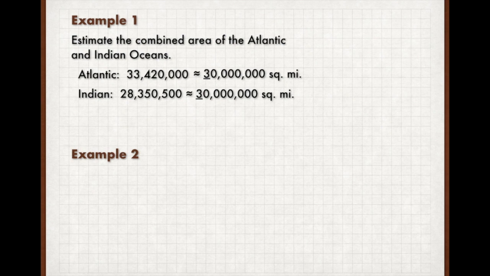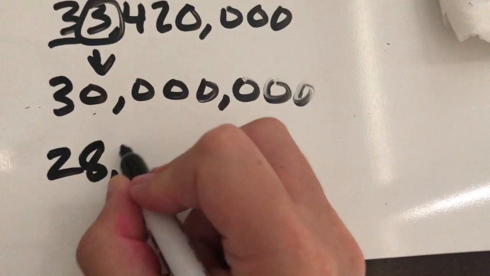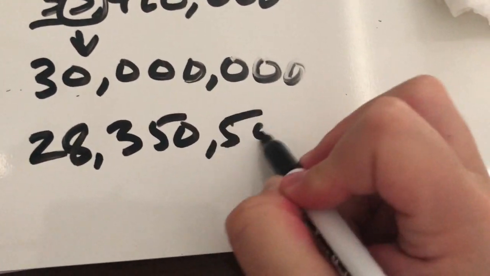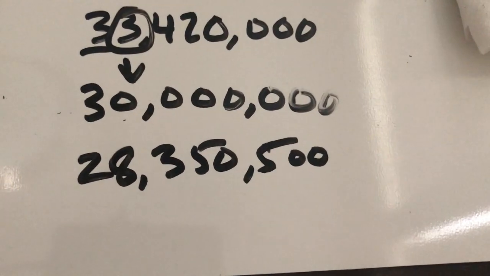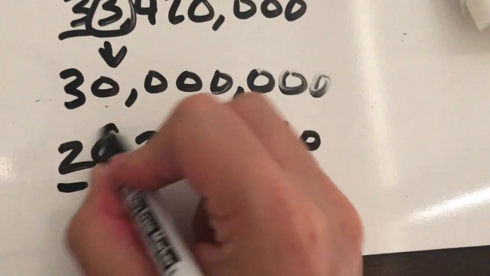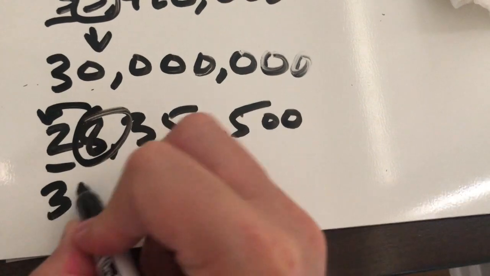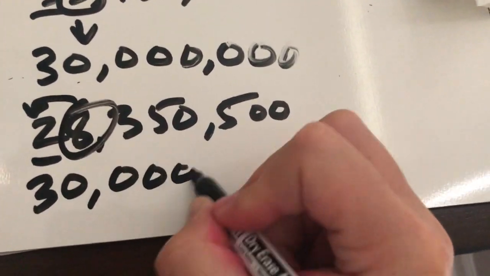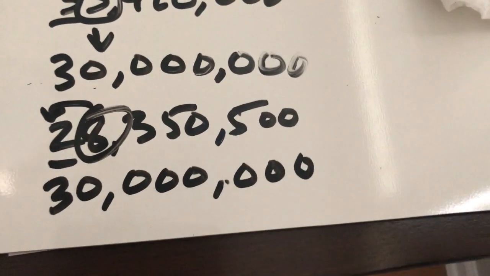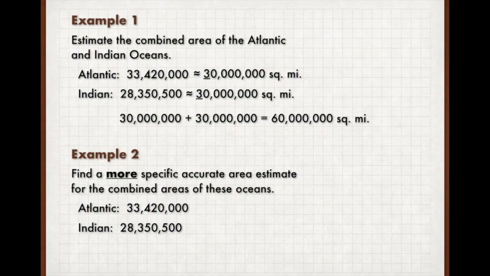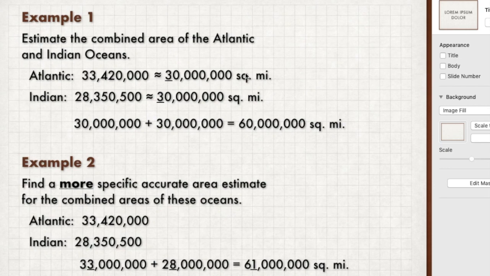The Indian Ocean, 28,350,500. I'm looking at the millions place. That's an 8. So it's above a 5, so I would round it up to 30 million. Then I would add those two. Okay, so instead of rounding at the 10 millionths place, I am rounding at the millionths place.